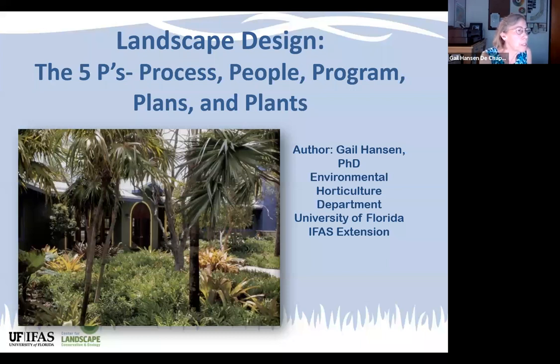So today we'll talk about the landscape design process. And I think in the announcement, it said that there were 3 P's to landscape design, but we're actually going to talk about 5 P's today. We're going to go through the process that we use to do a design. We'll talk about people, developing a program, developing a theme for your plans, and then what you need to think about when you're selecting plants.